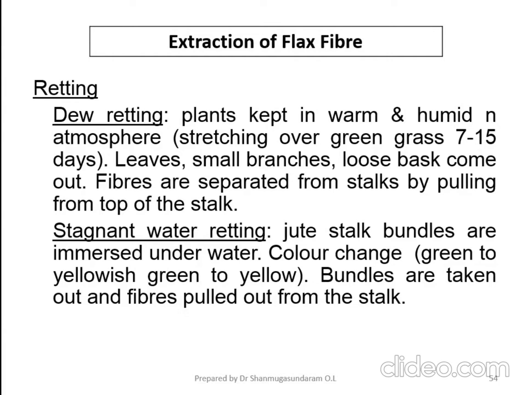The second process is stagnant water retting. See, the jute stalk bundles are immersed under water. So the color changes from green to yellowish green, again to yellow. Now the bundles are taken out and the fibers are pulled out from the stalk. So this is called stagnant water retting. You have to keep the plant in stagnant water.